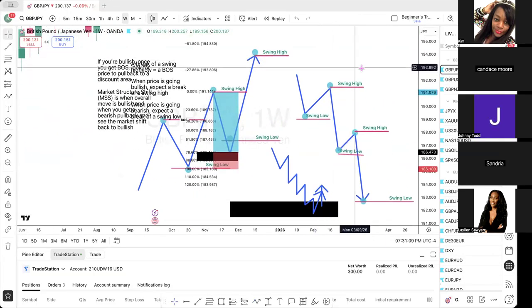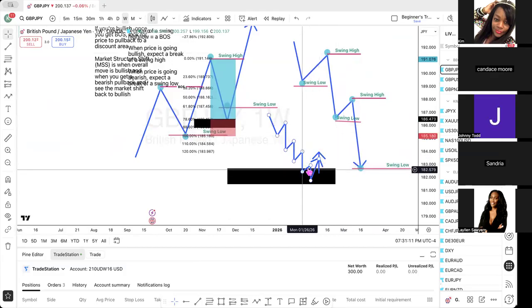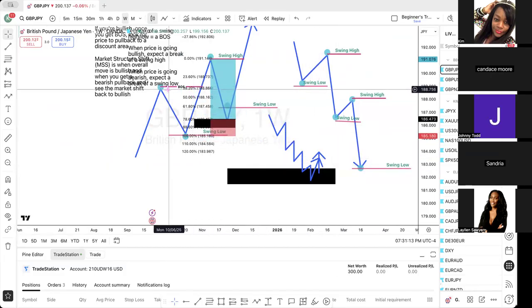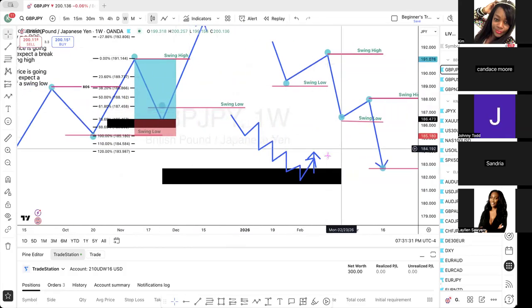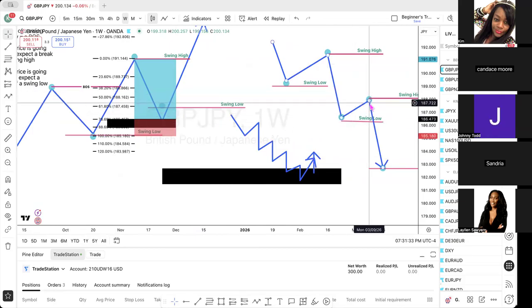All right. Who knows what to look for once you get a shift in structure? The shift in structure is just like a break in structure. It's just that you're saying break of structure when it's going in one direction. You're saying a shift when it turns around and goes in another direction. So, what do I look for once I get the shift and or break in structure?